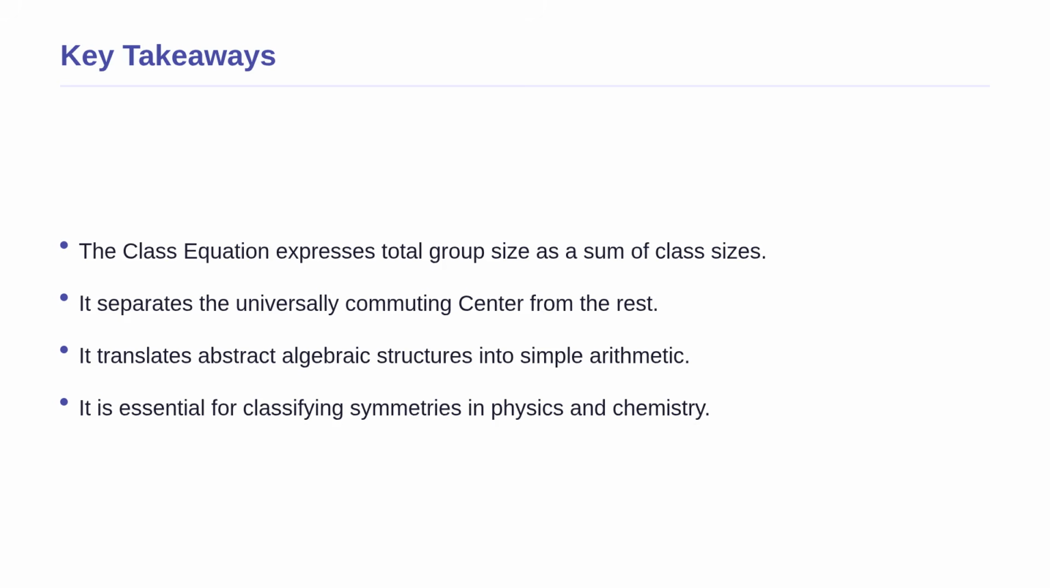We have covered a lot of ground today. To summarize, the class equation is a powerful counting principle that expresses the total number of elements in a finite group as the sum of the sizes of its conjugacy classes. It elegantly separates the universally commuting center from the rest of the group.